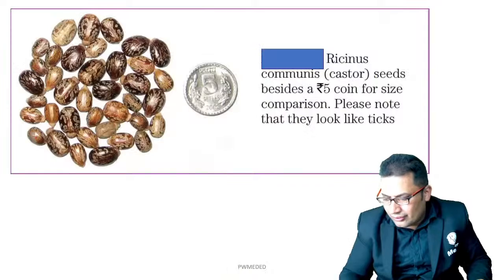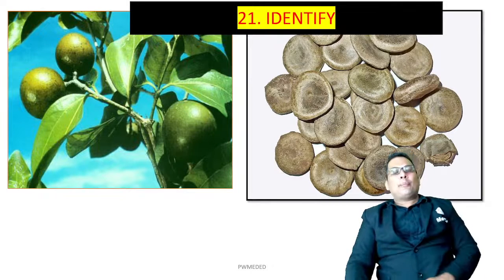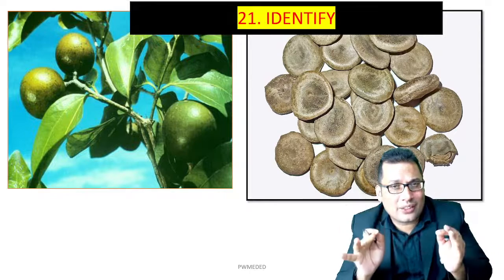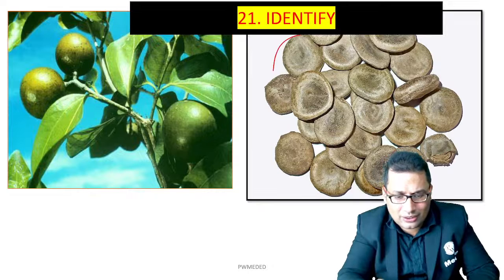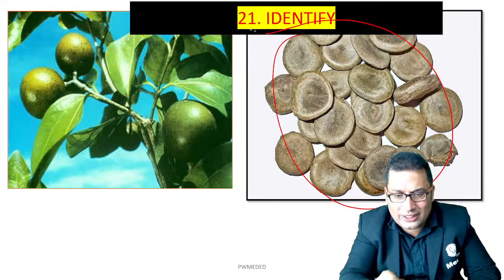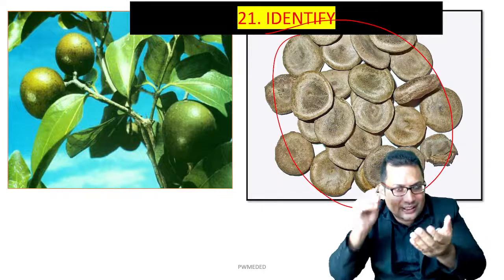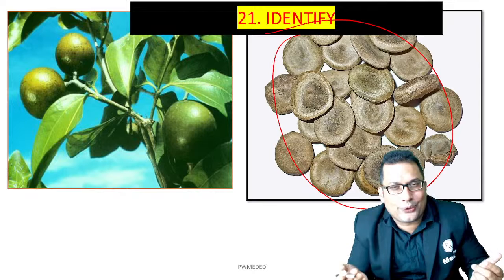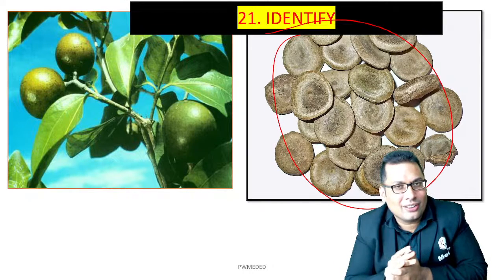Next question is about the poisonous seed asked in your exam. The image can be given like this. Identify the poisonous seeds. The seeds are circular with a central depression. They look like small aloo chips. What is the seed?